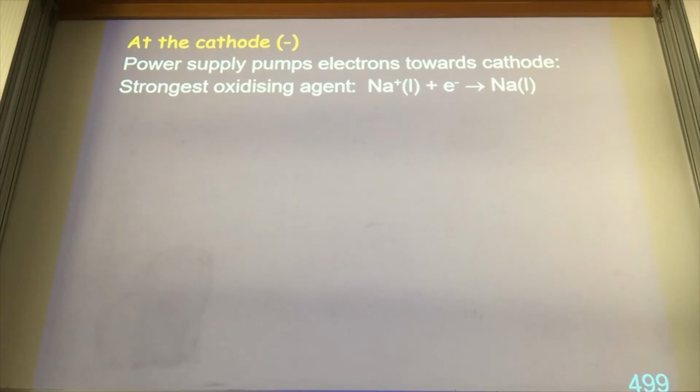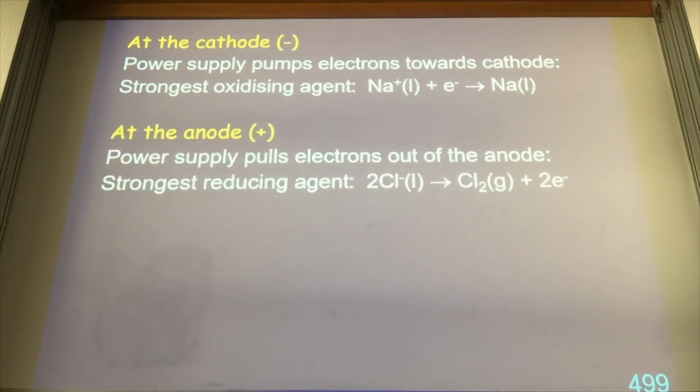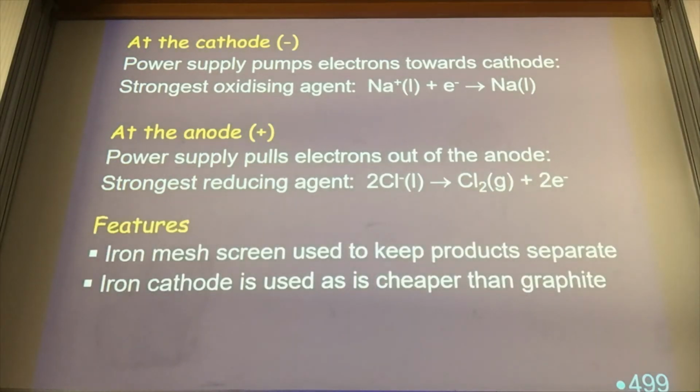So the reactions are pretty simple. We've got the sodium ions being reduced to sodium metal at the cathode, we've got chloride ions being oxidised to chlorine gas at the anode, and those features that I mentioned just before.